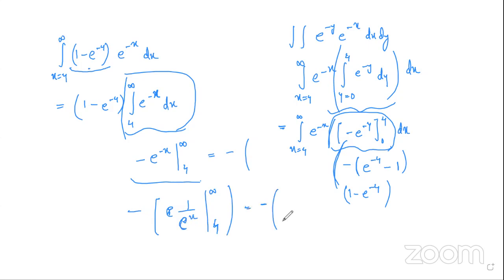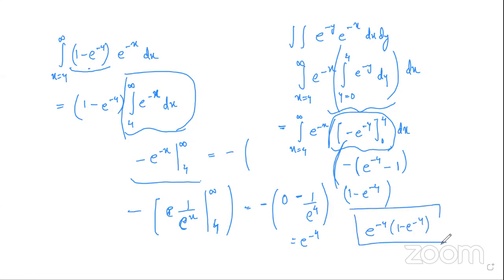So minus of 1 by e to the power infinity, and 1 by infinity is 0, minus 1 by e to the power 4. So this becomes e to the power minus 4. So your answer will be e to the power minus 4 times 1 minus e to the power minus 4. Is this clear? I think I got 1 minus extra. Okay, so I think somewhere you are missing the minus sign. Okay, ma'am. Thank you.